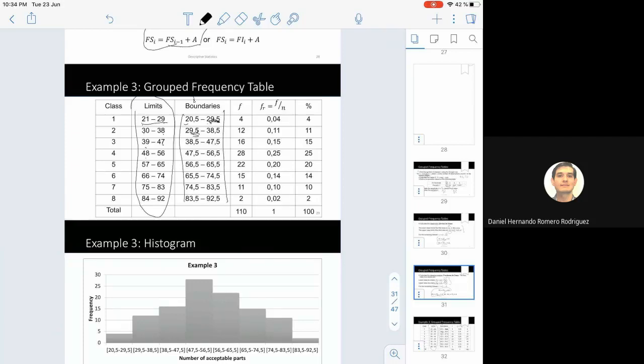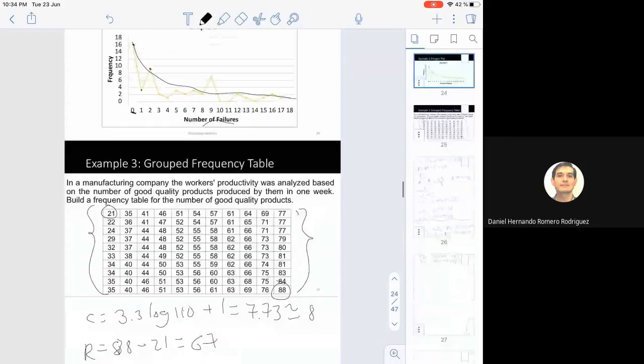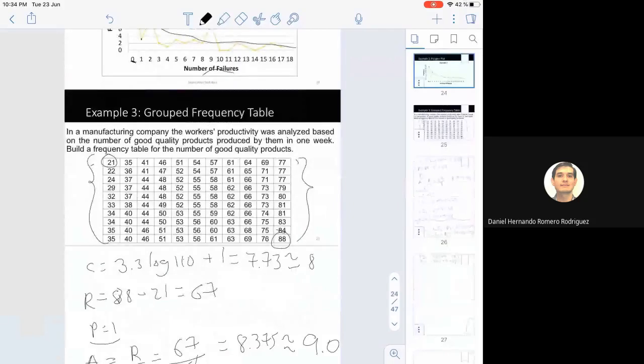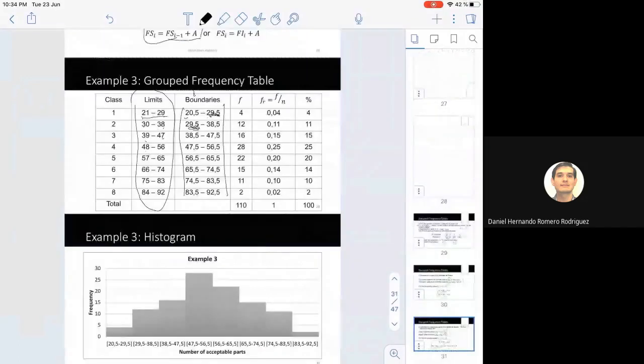Remember that our original observations, the original data, do not have decimals. Then by adding the precision divided by 2, we are creating that additional decimal. So in that way, we make sure that no observation is going to be located in two consecutive classes. The same applies for classes 2 and 3, 3 and 4, 4 and 5, because again, in our original observations, we don't have that extra decimal. All right, so once we have computed the boundaries, we're done.